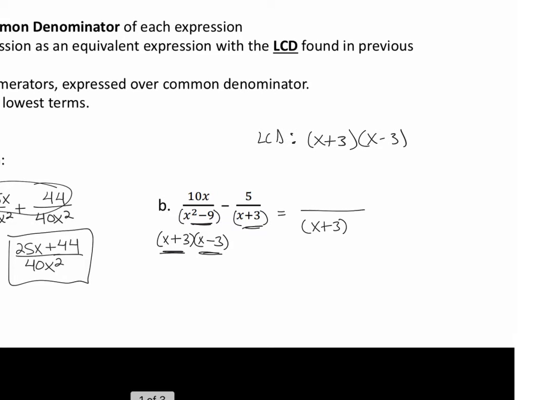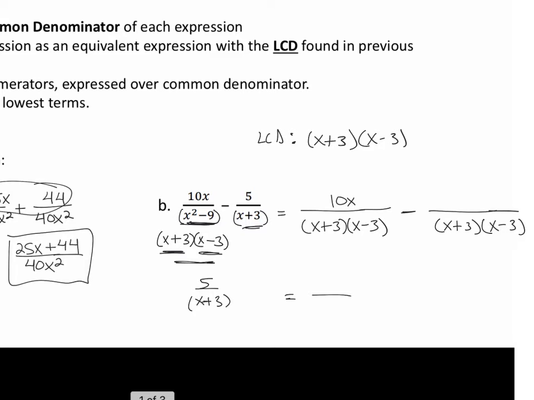And that first expression already has that as the denominator, right? It's the same thing, so that stays the same. The second one, however, does not have that denominator. It only has one of those factors. So we need an equivalent expression that has the denominator that we want, x plus 3, x minus 3. So that means we need a factor of x minus 3. That's the only one we don't have yet. So let's multiply that to the numerator as well. And we don't need to distribute here. And I'll tell you why when we get to that part.